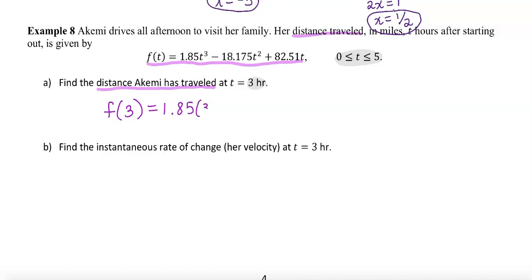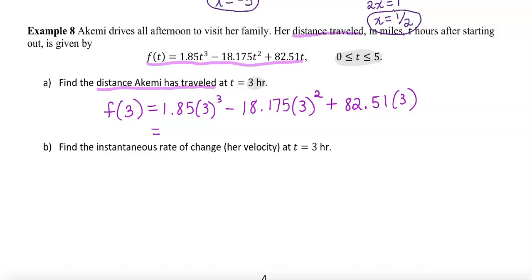1.85 times 3 cubed. How far did she travel, I wonder? Minus 18.175 times 3 squared, plus 82.51 times 3. I know some apps you can just take a picture of this and they will evaluate this, but I got my old-fashioned scientific calculator with me. So I'm typing this in, and I may make a typo, you know that.